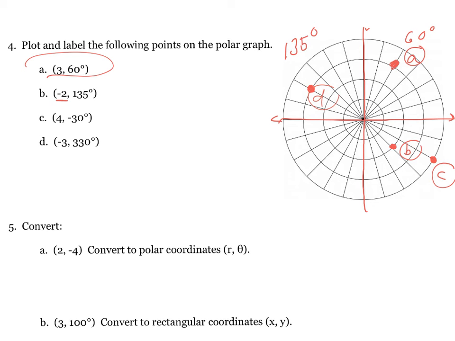Mr. Dempsey? Yep. Why is C all the way over there and not in the second quadrant? Because the angle is -30. So for that one, we're measuring the angle here, clockwise from the x-axis. The radius is positive, so we don't have to flip to the other side. So you can always have a negative angle. We just have to be able to deal with that correctly.